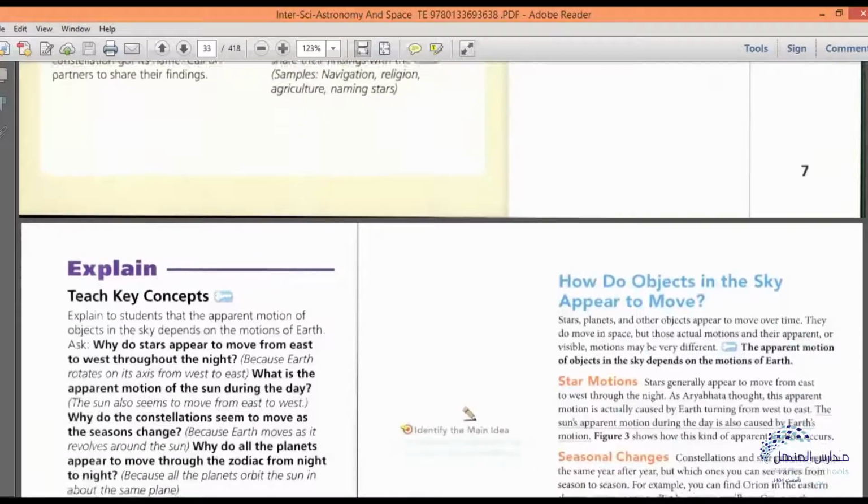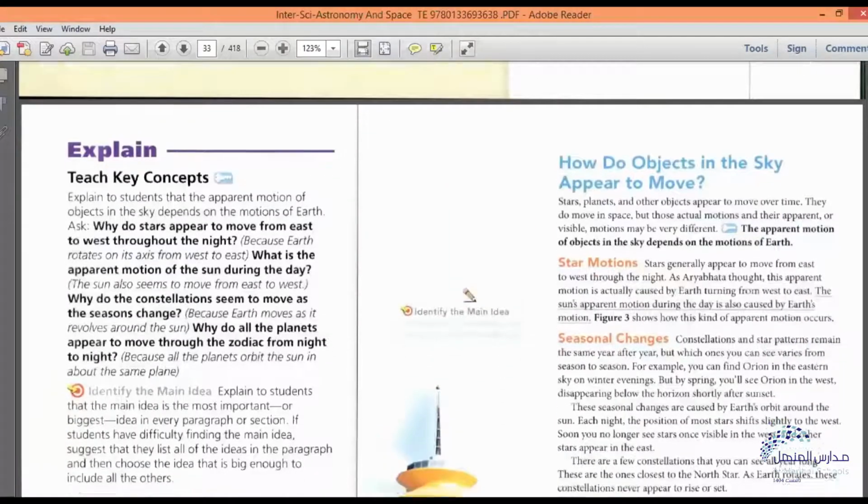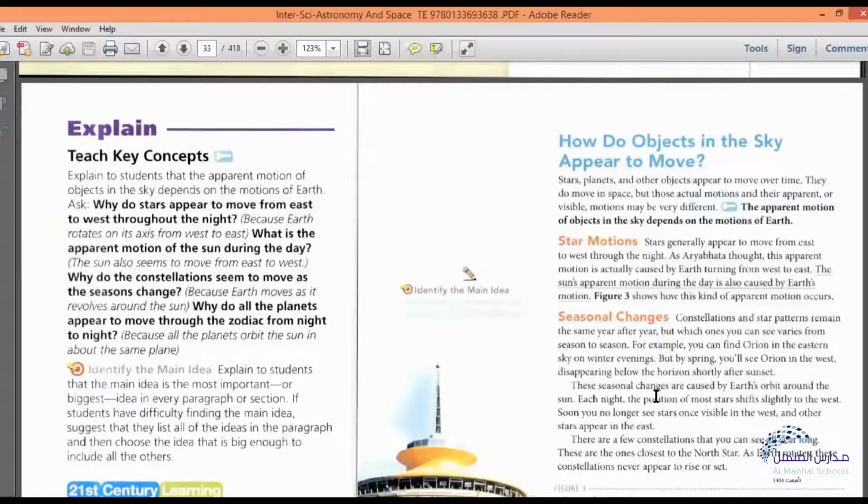So, how do objects in the sky appear to move? If we use the word appear, it means it's not a real motion. They appear to us as if they are moving. Actually, these stars and celestial bodies do not move as we see them. But when we look at the sky, they appear to move not because they are moving, but because the Earth rotates around itself. So, because of the rotation of Earth around itself, we see the stars as if they are moving.